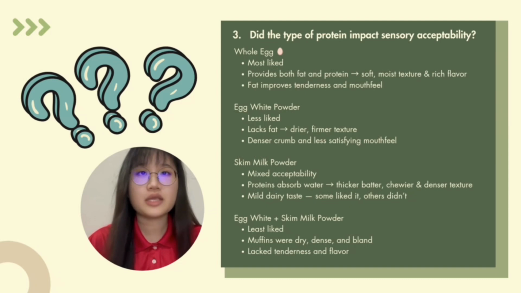satisfying mouthfeel. As for skim milk powder, it makes the muffin chewier and denser, because its proteins absorb water and thicken the batter. It doesn't add much flavor or softness, so the texture feels heavier. Some people might like the mild dairy taste, but others may not enjoy it. Also, when egg white powder and skim milk powder were mixed, the muffin became very dense, dry, and bland. This made them the least liked because they were not soft or flavorful.